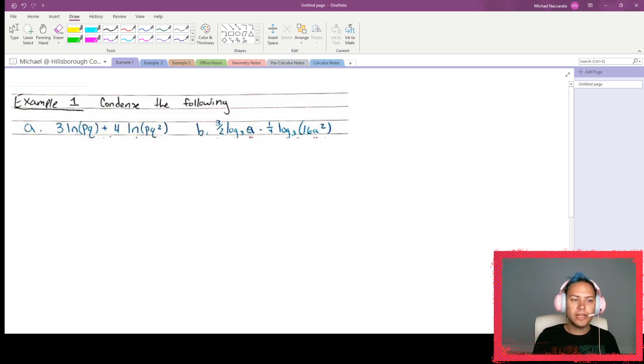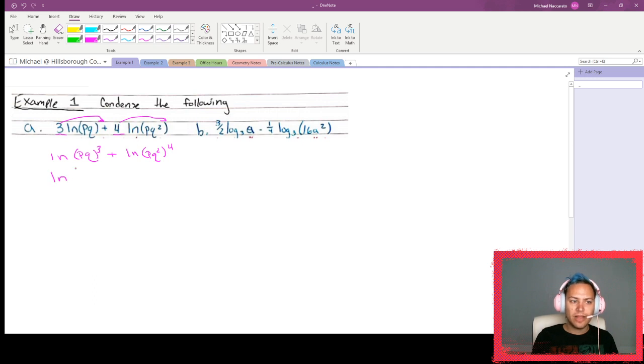Notice how there's a 3 and a 4 out front here. I want to make those go away, so I'm going to put them back inside here as powers. So ln of pq cubed plus ln of pq squared to the 4th power. I'm putting these back in as powers respectively. Well, then I need to make sure that I apply this power to everything in there.